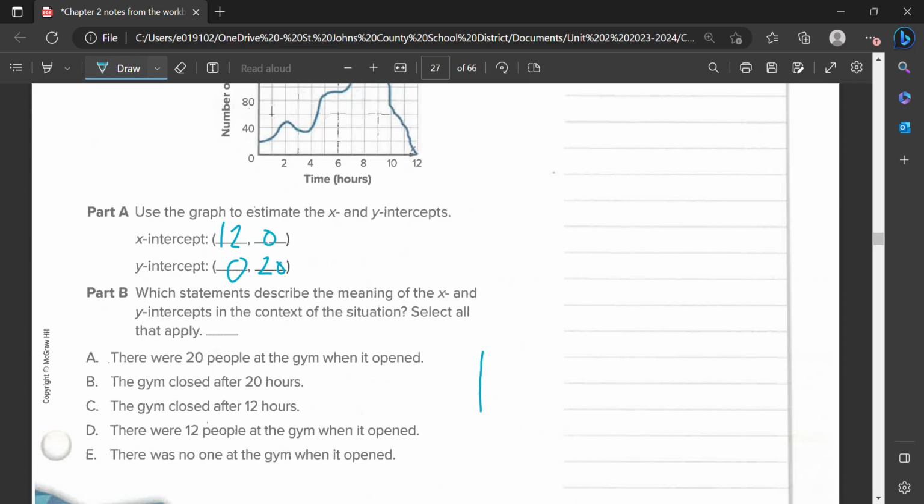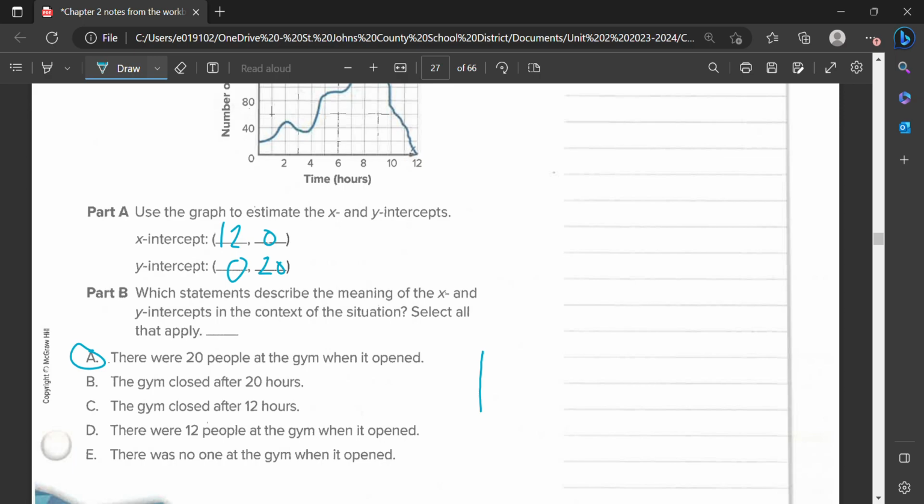All right, so there were 20 people at the gym when it opened. I would say that's true, because right here, that's what the y-intercept's saying. The number of people is the y. Time is the x. So at 0, when the gym opened, there were about 20 people there. So I'd say A.